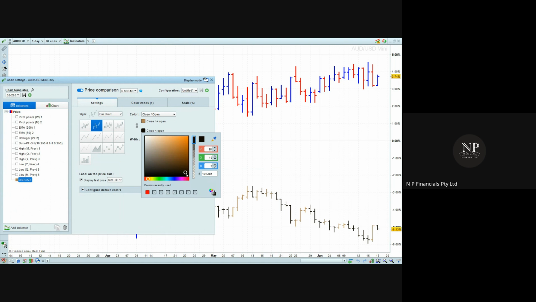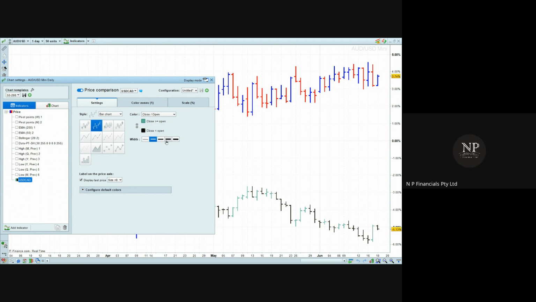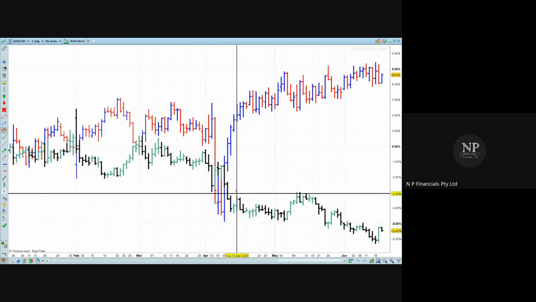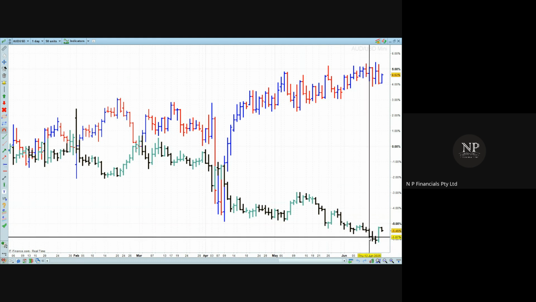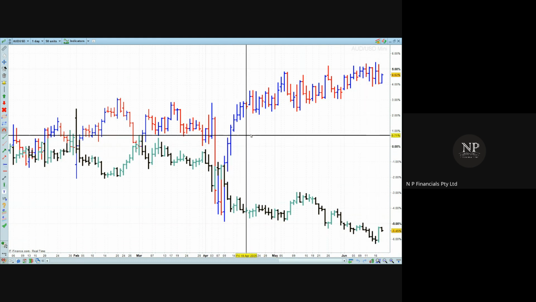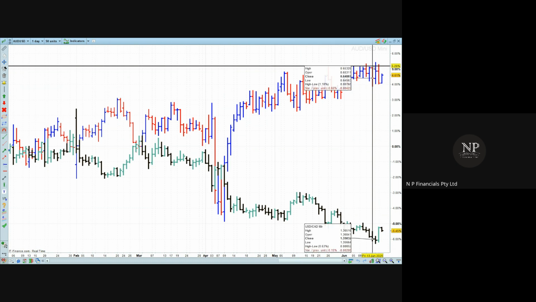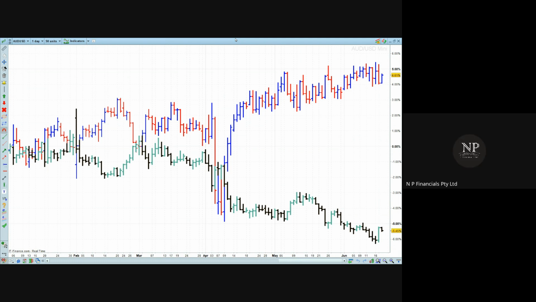Then change it to, for example, this bar chart, and change the color, maybe black if it is going down and green if it is going up. So you can see that when the United States dollar is going down against the Canadian dollar, the Australian dollar is going up against the United States dollar. This is called currency correlation.